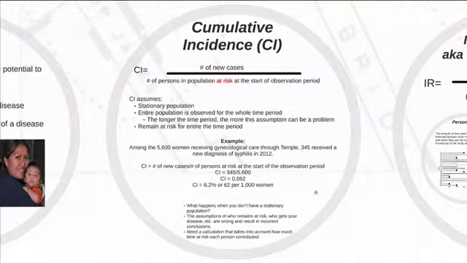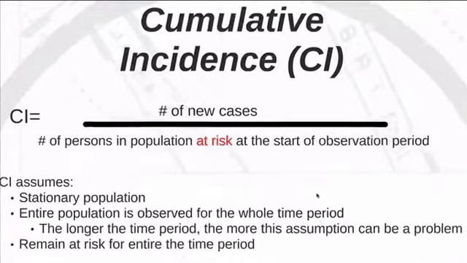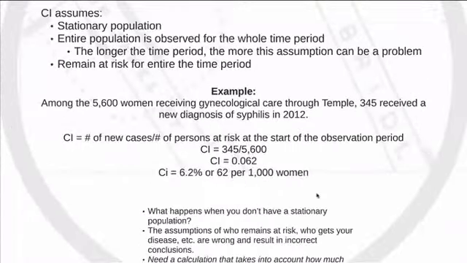In theory, they should not be part of our denominator anymore because they are not at risk for the study period. But ascertaining those types of things is very difficult. So meeting that assumption can be difficult. So let's zoom into our example.